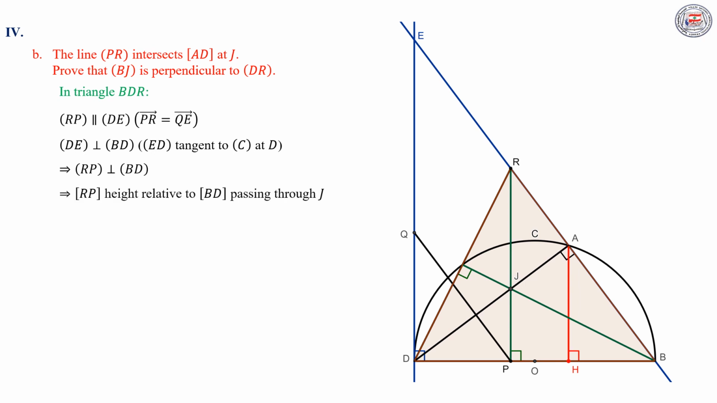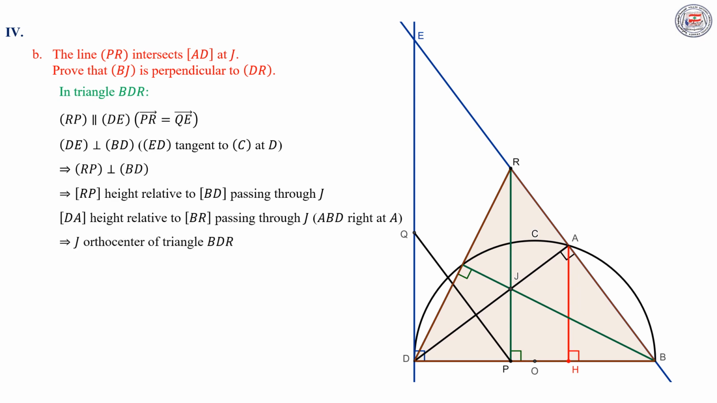Then RP is the height relative to BD passing through J. We have also DA height relative to BR passing through J, since ABD is a right triangle at A. Then J is the orthocenter of triangle BDR. Therefore, BJ is perpendicular to DR, since it is the third height.